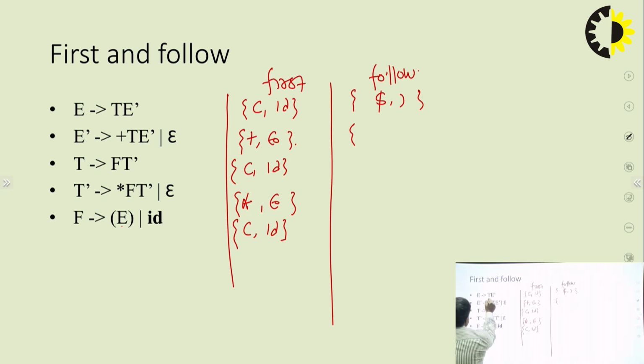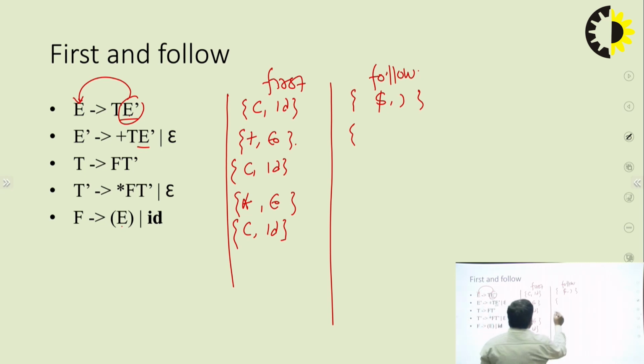E dash is involved in two productions, here and here. First we compute the follow from this production, second we compute the follow from this production. Then what follows E dash? Nothing. So what is the rule? If nothing follows a non-terminal, then the follow of that non-terminal is equal to the follow of the left-hand side non-terminal. It means the follow of E dash is equal to follow of E, and follow of E has already been computed, that is dollar and close bracket, from this production.